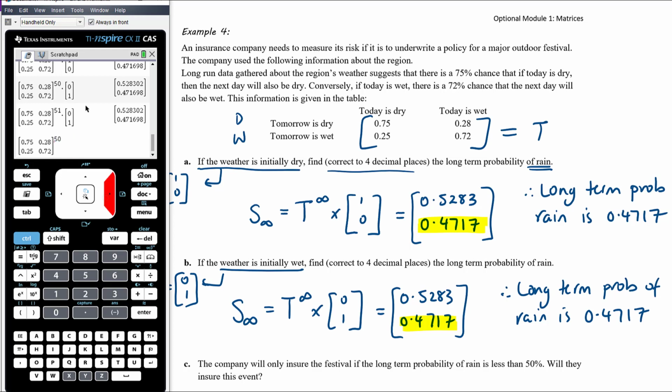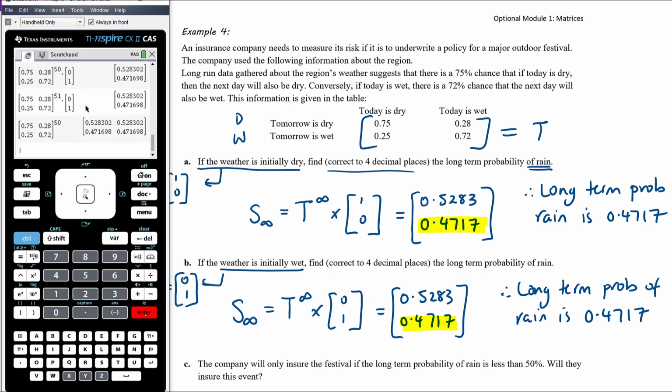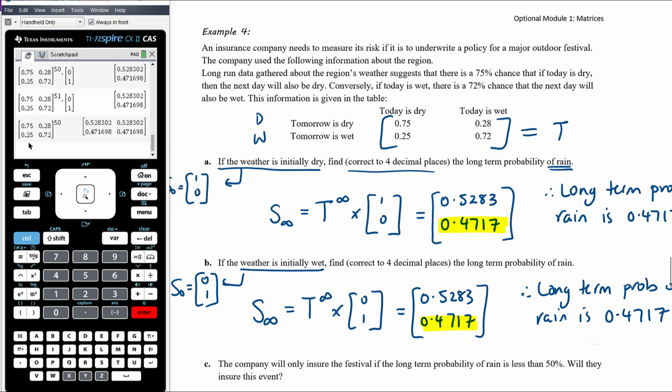You could just raise your transition matrix to the power of 50, and what you see here is that the top left number is telling you that if it was dry on the previous day, there's a 52% chance it's dry the next day. If it was wet the previous day, there's still a 52% chance it's dry the next day. So the probability of it being dry is 52%, or 53, sorry, rounding to the nearest percent, and 47% that it's wet. So you actually don't even need the initial state to work out the long-term probability. It should be the same regardless of what the initial state is.